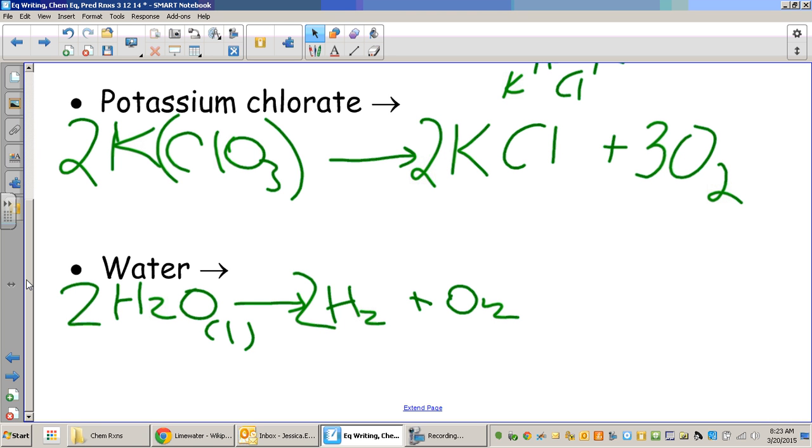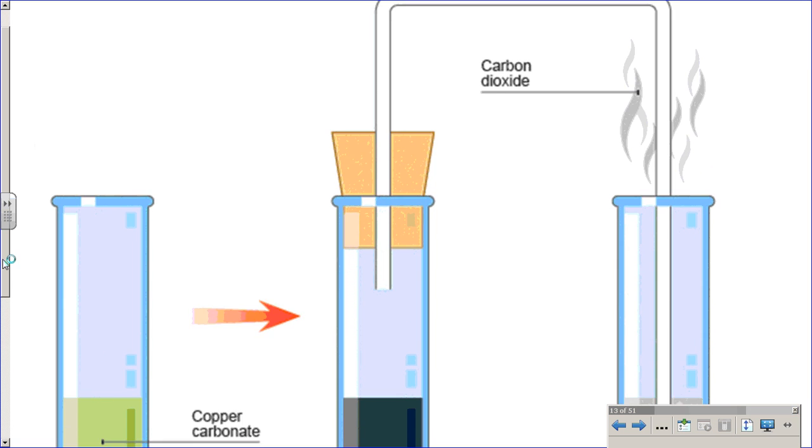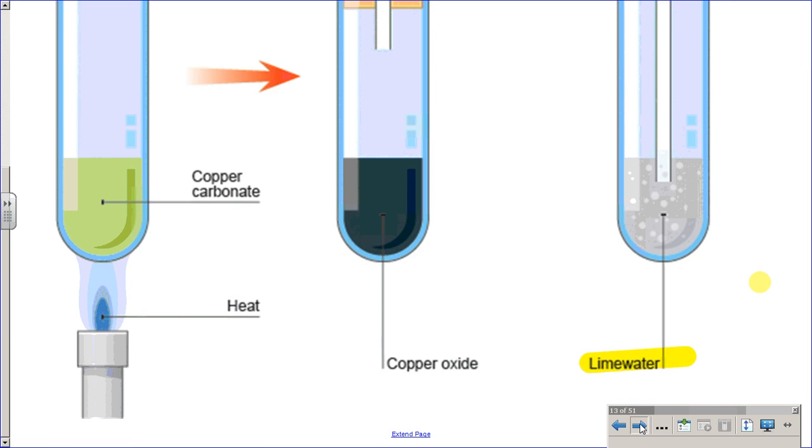Educational sacrifice. Did I turn off the gas? Yes. Okay. I'll go over this one in a second.